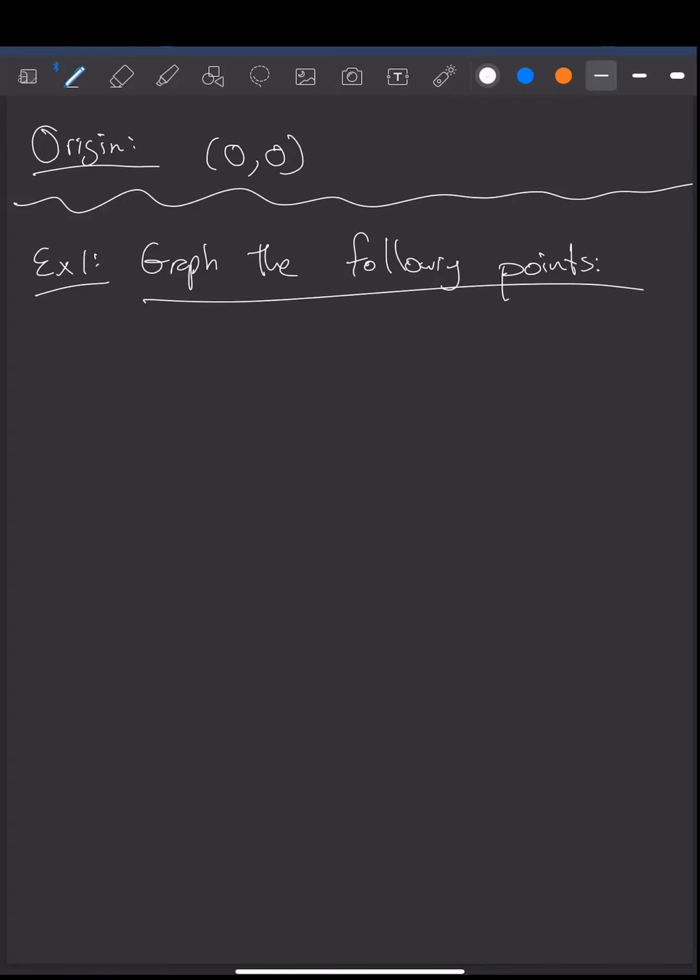Alright, so let's get started with our first example when it comes to graphing. Let's do something a little bit simple. Let me give you an example, asking you to graph the following points. Let's say they give you some points that you could graph. So let's say you get point A in the coordinate plane of (-2, 4), point B is (3, -3), point C is (3, 4), and point D is (-1, -3).